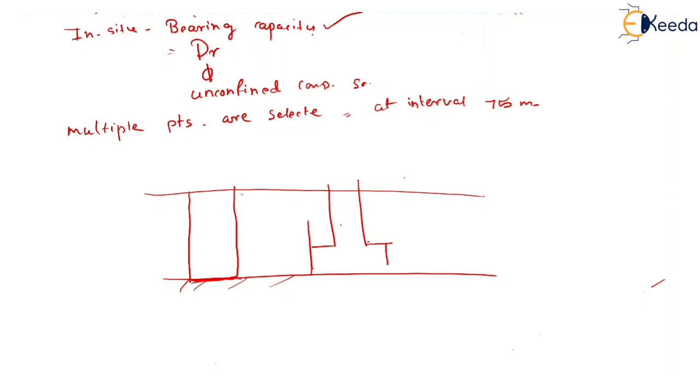A standard sampler consists of mainly three parts. The first part is the driving shoe. It has shape like this. So it is pointed at the bottom so that it can be easily driven into the ground. And it is made up of tool steel and its length is about 75 mm.